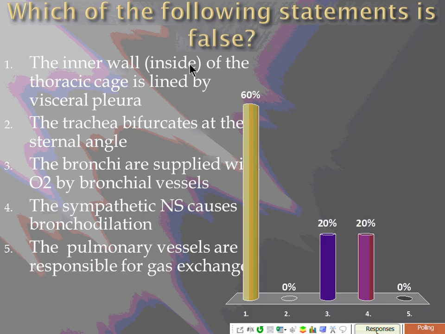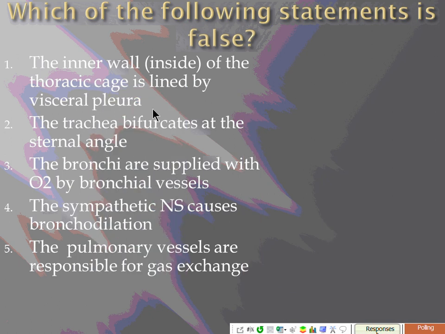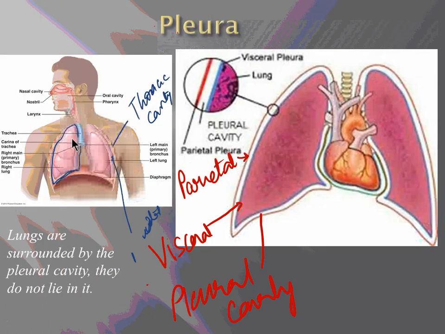Okay, right. Well, most of you got this right. It's the inner wall is not lined by visceral pleura. Remember, it is lined by parietal pleura. That's what I showed you here. See the inner wall or the inside of the thoracic cage. This is the inside of the thoracic cage. This is the inside of the thoracic cage. That is lined by parietal pleura. Whenever you talk about visceral pleura, you have to talk about lung, attached to the lung, okay?